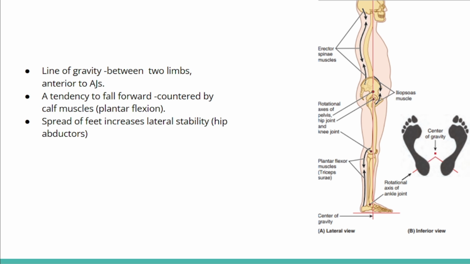Because of this, there is a tendency to fall forward, or forward sway. This is counteracted periodically by bilateral contraction of the calf muscles and foot plantar flexion. The lateral stability is increased by the spread or splay of the feet. And when lateral sway occurs, it is counteracted by hip abductors acting through the iliotibial tract.